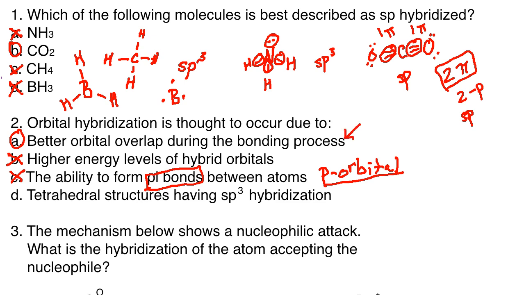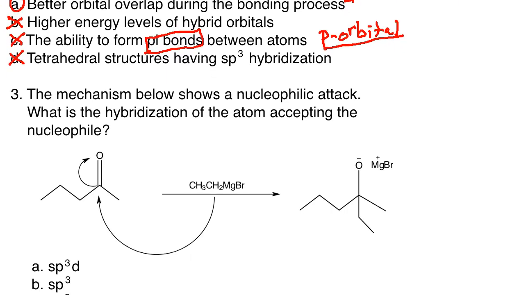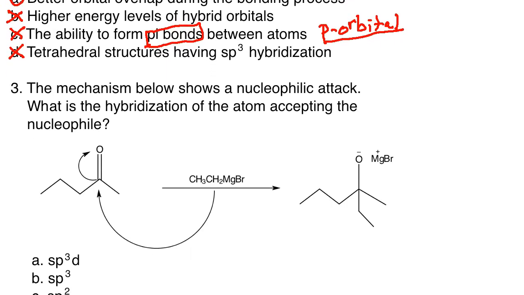Okay? And better overlap of orbitals during bonding is very important. However, it wasn't present here, but you could also say that lower energy levels of the resulting hybrid orbitals is another beneficial effect and one of the reasons hybridization would occur. But the orbital overlap, that's the primary one, and that's also the one that would be best suited for this particular question. All right, number 3, the mechanism below shows a nucleophilic attack.